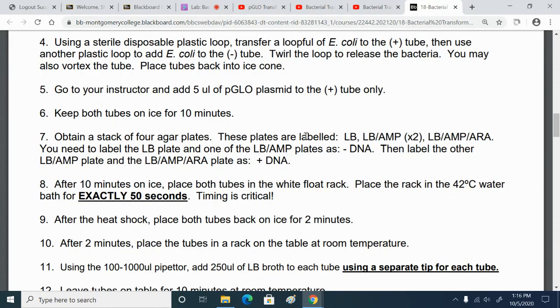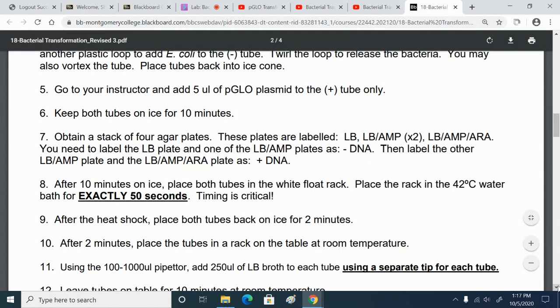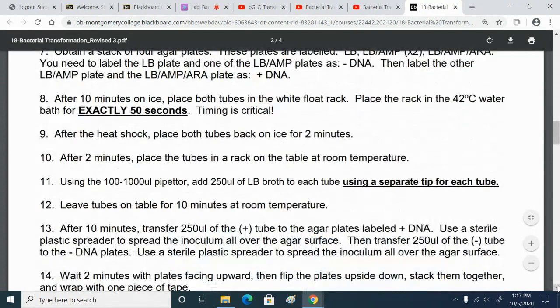Then you're going to add some nutrient broth to each of those tubes. So we have some LB broth, it's the nutrient broth. Add that to the 2 tubes, wait 10 more minutes.